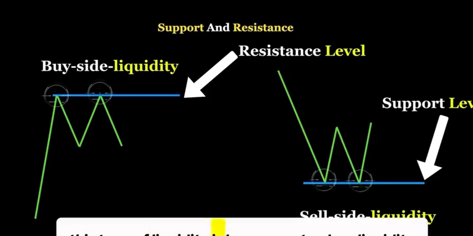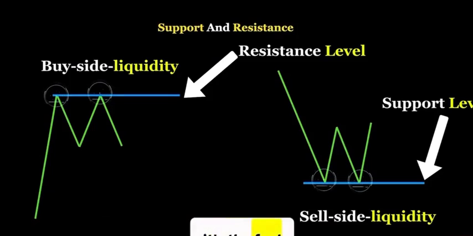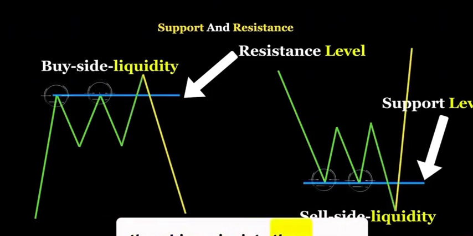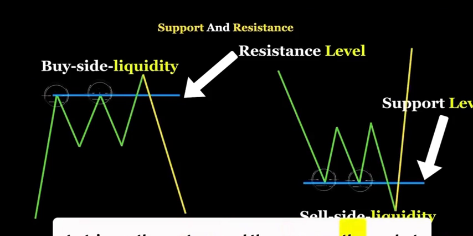This type of liquidity is known as stop-loss liquidity. It's the fuel smart money uses to enter or exit large positions. They drive price into these zones to trigger those stops and then reverse the market.